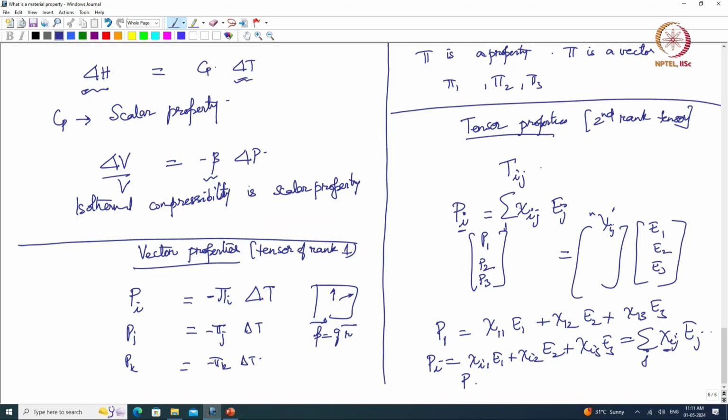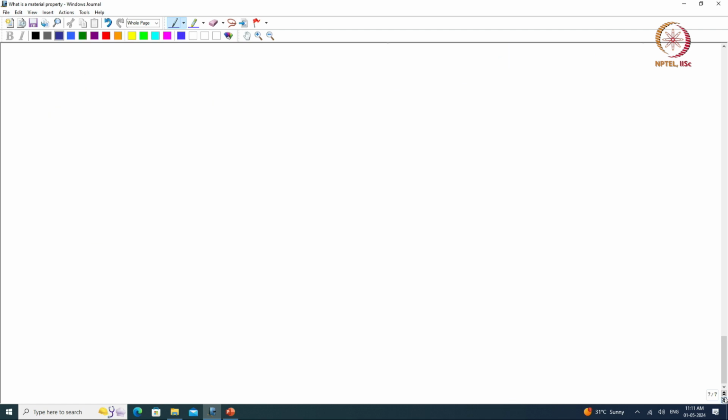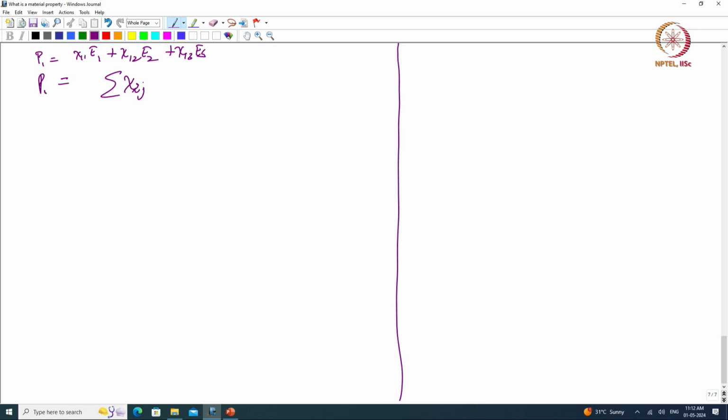First let me finish the notation. In general Pi is the sum of chi_ij E_j, with a summation over j. Typically physicists are lazy people. If it were me, I would have written P1 equal to chi_11 E1 plus chi_12 E2 plus chi_13 E3. The physicists, or mathematicians, it does not matter, would write this as Pi equal to chi_ij E_j, with a sigma.